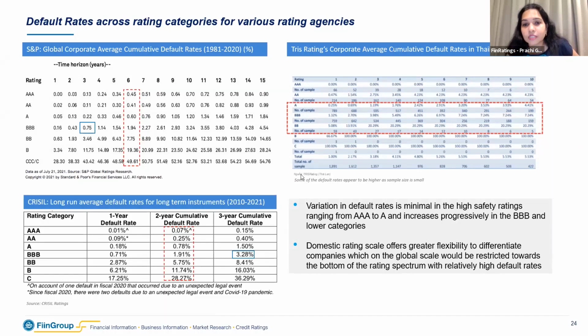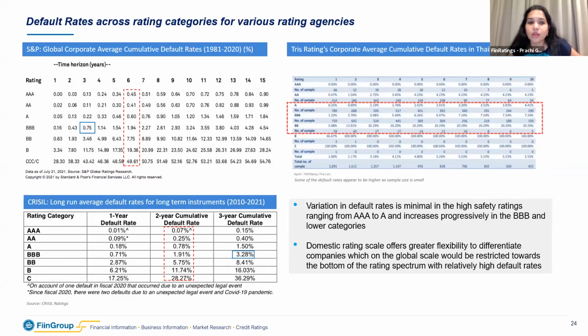At the end, there is a default chart that you see on the left bottom of the slide, which is really the cumulative default rates of CRISIL rated entities over a 10-year horizon. Now, CRISIL is India's largest rating agency, and you really can see the same trend of significantly higher default rates as you go down the rating scale from investment to non-investment grade here too. The default rates of TRIS rating and CRISIL being on a domestic scale actually cannot be directly compared to S&P's default rates because they are on a global scale.